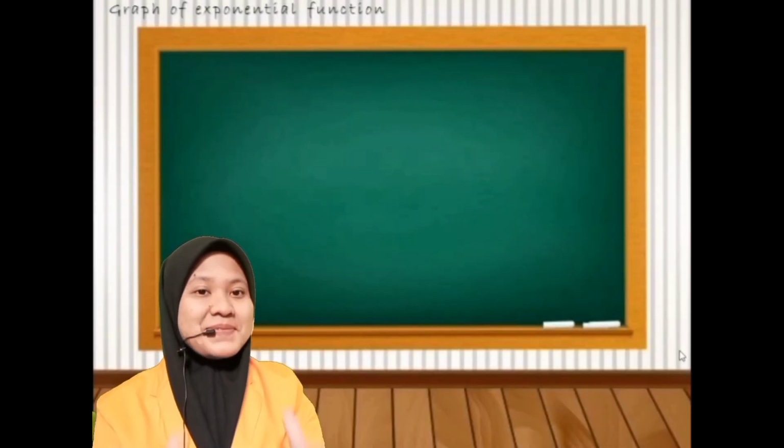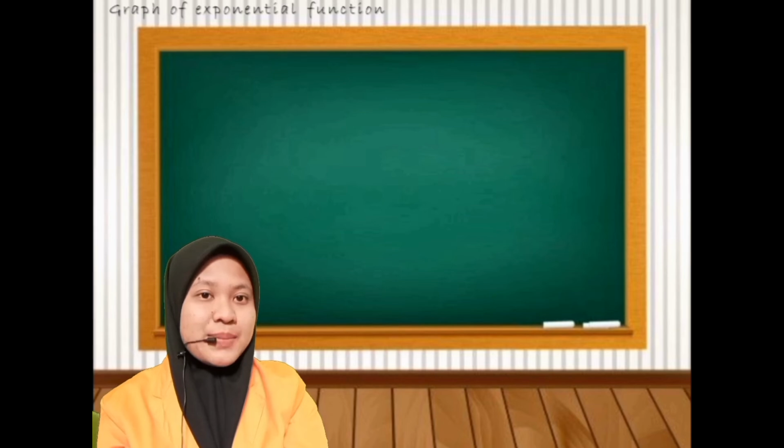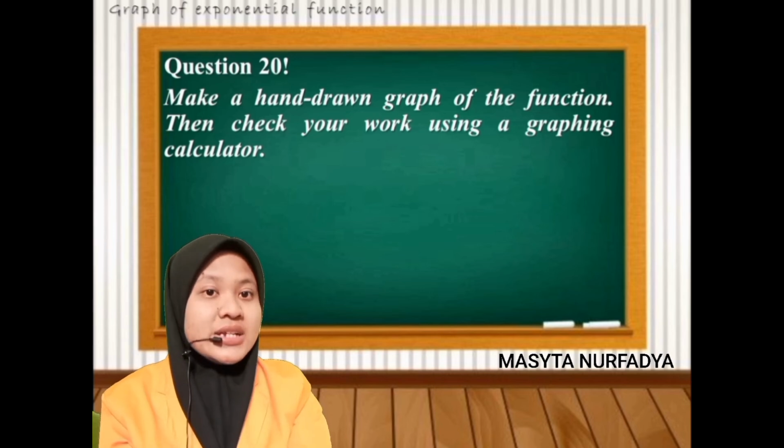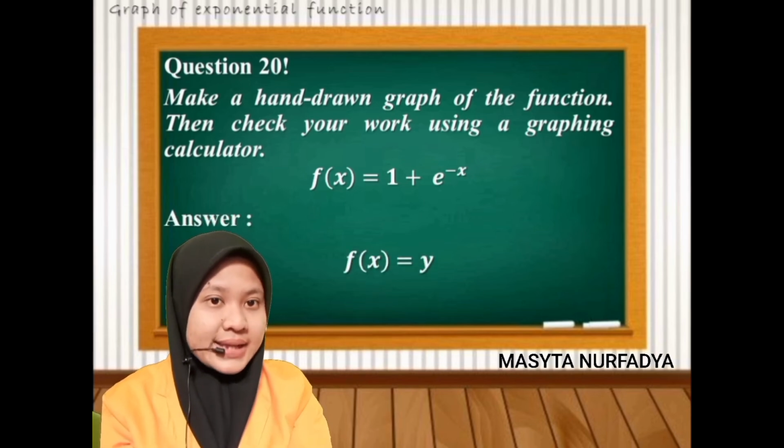Hello everyone, back to me. I am Masyta Nurfadya. I will explain question number 20. The question says make a hand-drawn graph of the function, then check your work using a graphing calculator. f of x equals 1 plus Euler to the power of minus x.